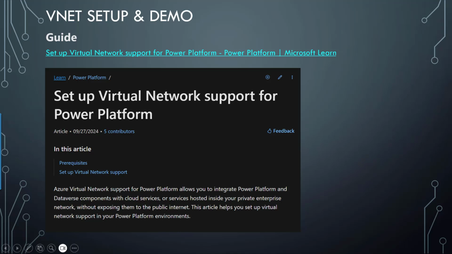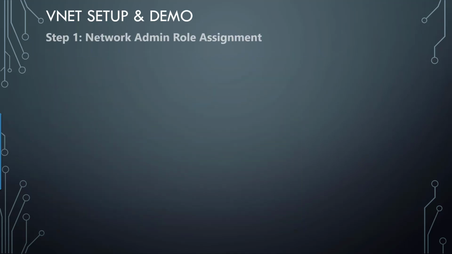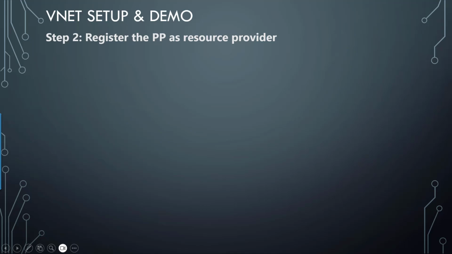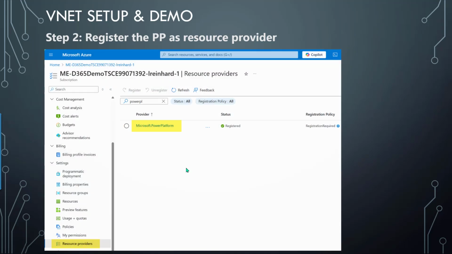So first, I went through this article, but I did not follow each and every step. I made some small modifications, and I will show you why and what I did. The first thing is I had to make sure my user had the network admin role. That's something you set up in Entra. Just make sure you have this role. Next, in Azure, you have to make sure that you have the Power Platform resource provider registered.